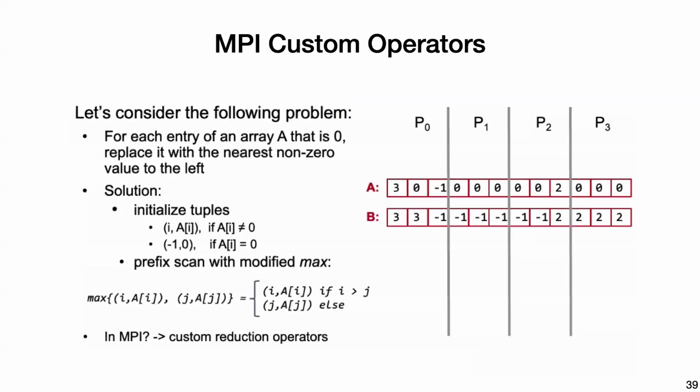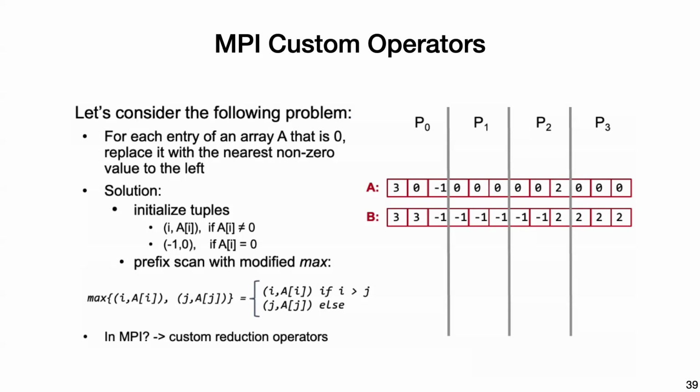So finally, a little bit about custom operators. In MPI, we have seen MPI add and MPI multiply and some basic operators. I think they have binary ones as well, like and, or, and so on. You can also define arbitrary operators using MPI. So this is just an illustrative example. Suppose that we have an array input A, and for every entry of A that is 0, we want to replace it with the nearest non-zero element to the left.